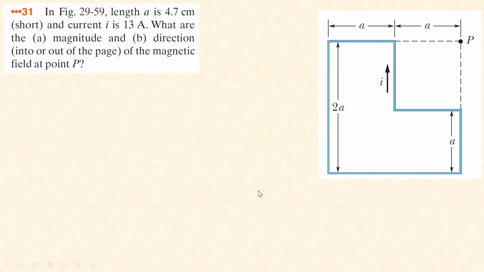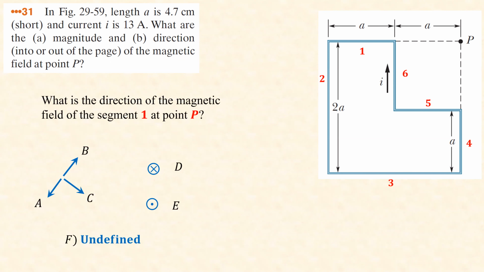Any ideas? We can break that into 6 pieces: 1, 2, 3, 4, 5, 6. And then we need to figure out what kind of magnetic field each one of these pieces creates at point P. For example, what is the direction of the magnetic field of segment 1 at point P? Let's see, I'll give you the poll. What would you answer? A, B, C, D, E, or F?